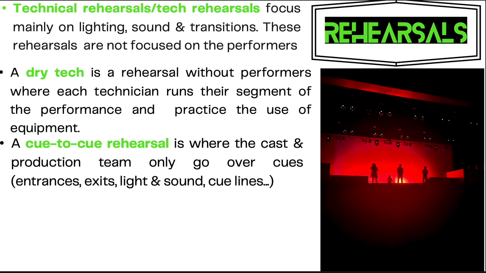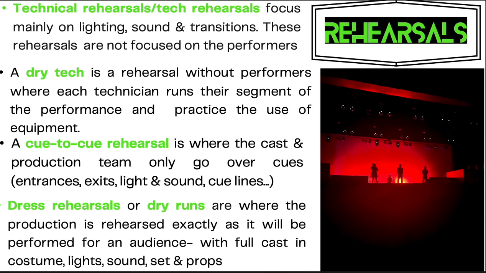However, sometimes you have the performers present for a cue to cue, and as the name suggests, this is where you go from one cue to the next. So you cut out all of the action in between, and you're just going through entrances, exits, light cues, sound cues, all of these things from the top to the bottom of the production. You're not going through lines, you're not going through scenes, you're not going through characterization or choreography. You're only going from one cue to the next.